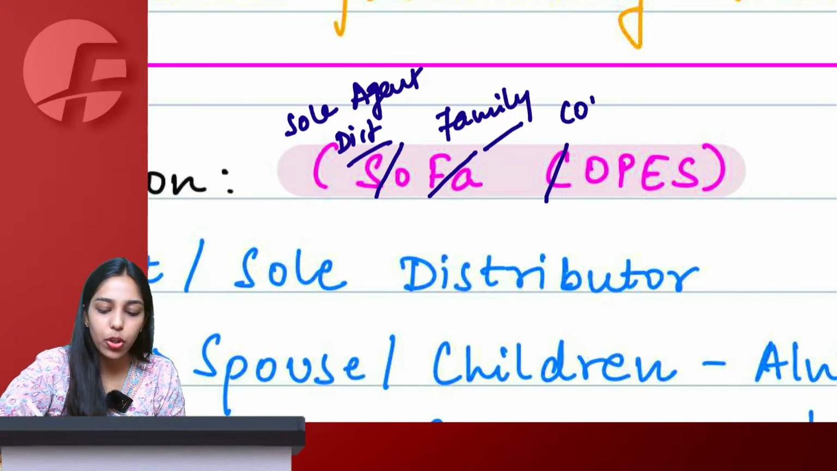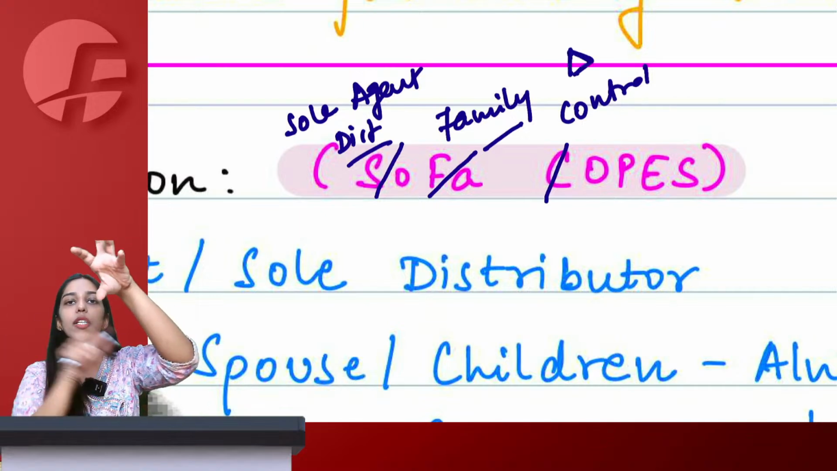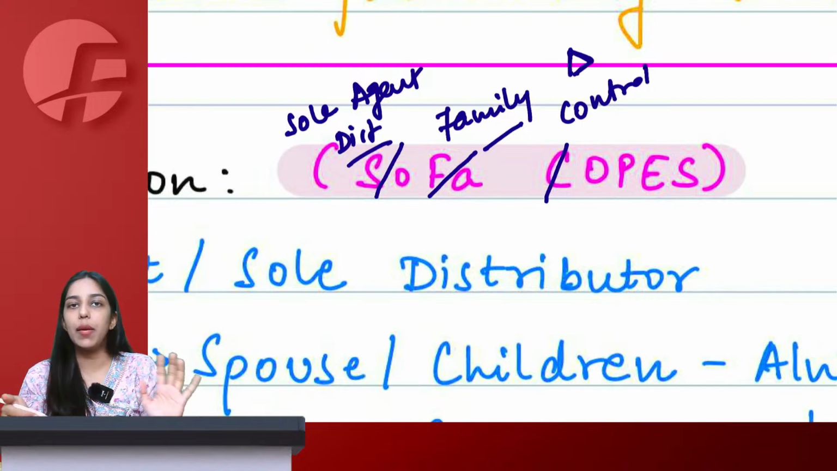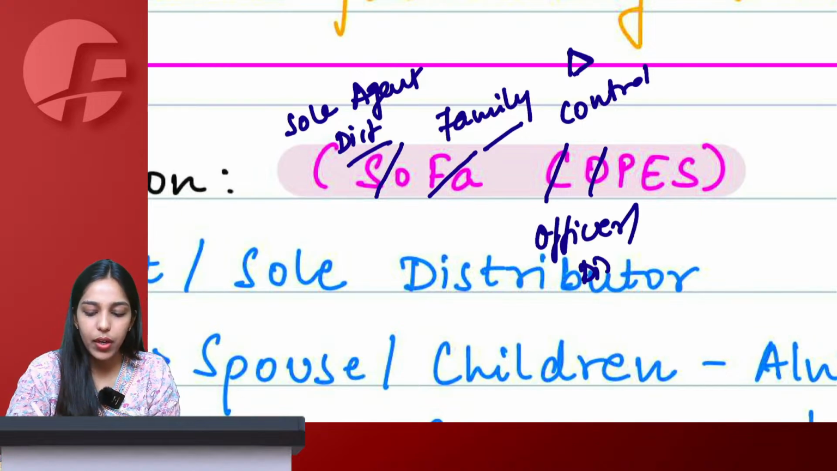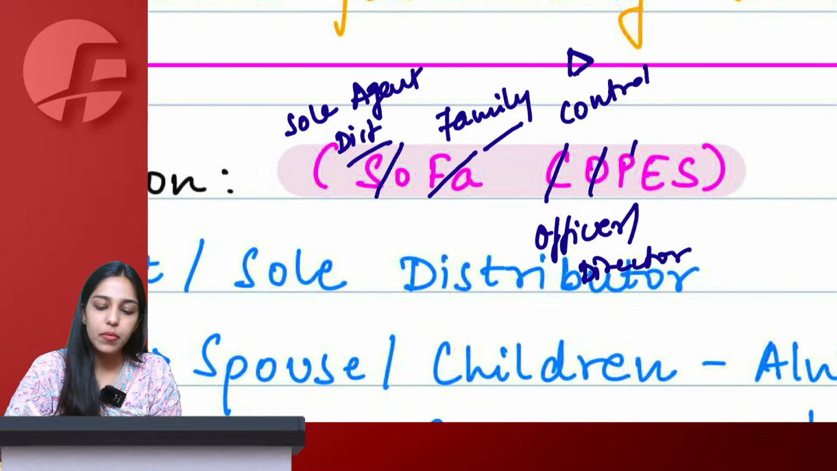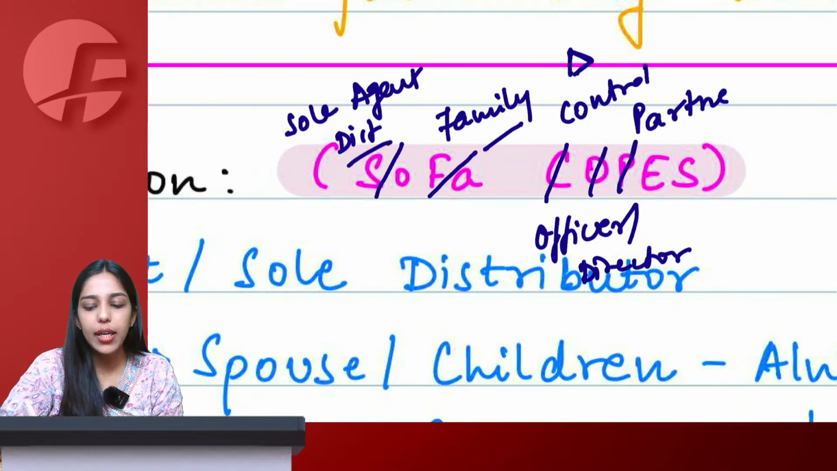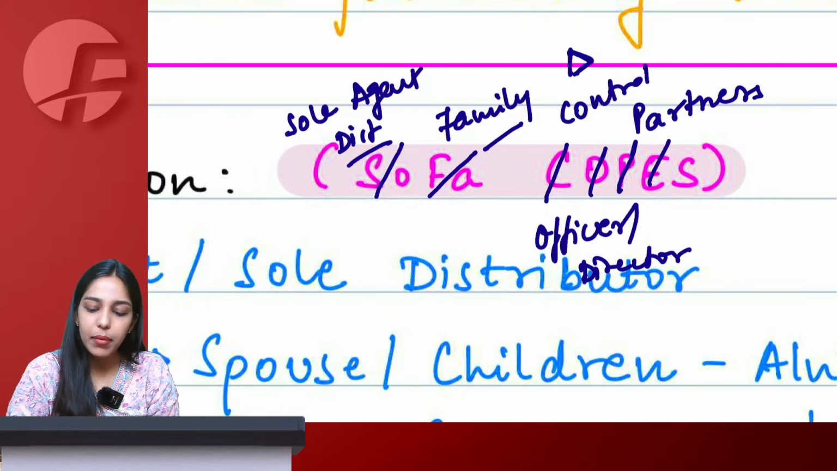C means control. Control also includes this triangle. So one person having control in two, these two will also become related. O means officer or director in one another's business. P means legally recognized partners. E means employer, employee.